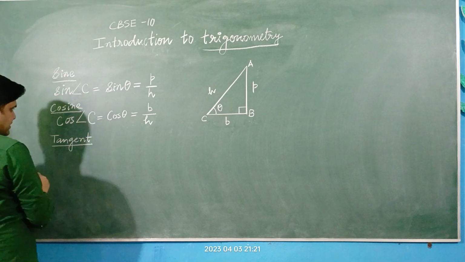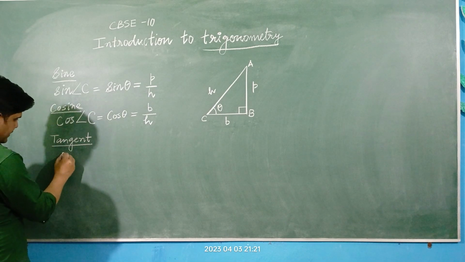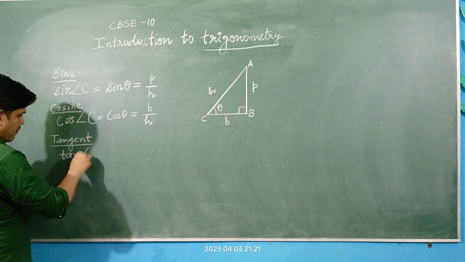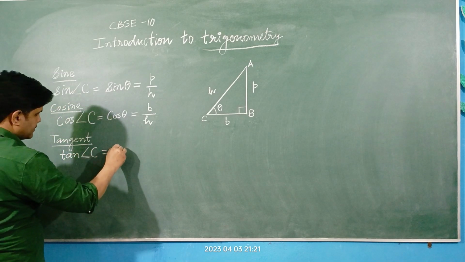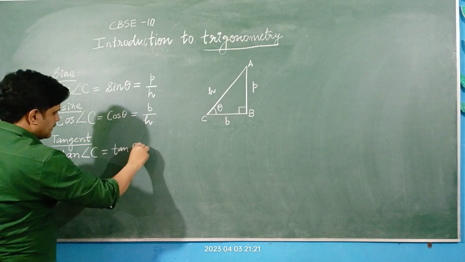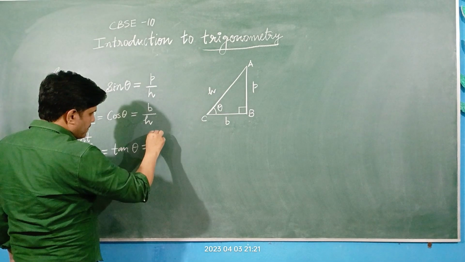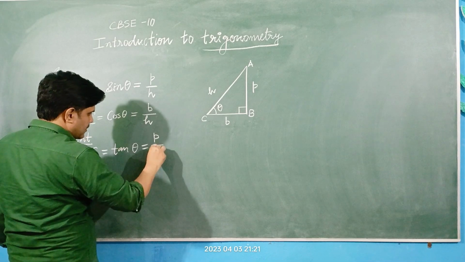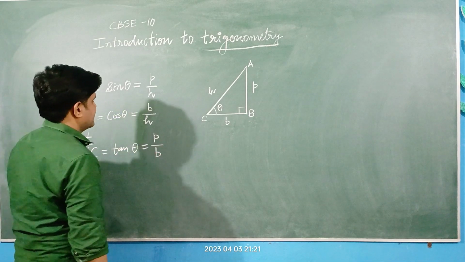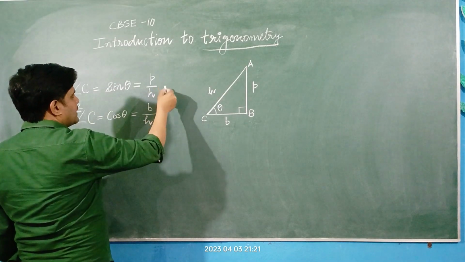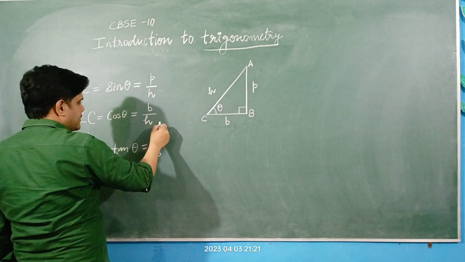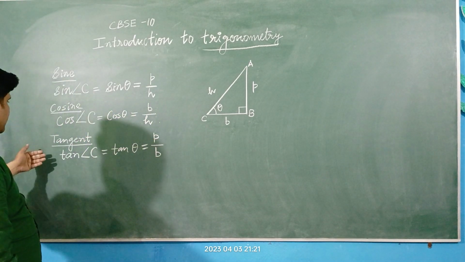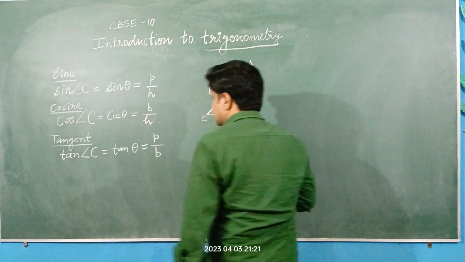If I define another one as tangent, that's the full name, you might have heard this in circles, tangent. So tangent here is in short written as tan of angle C, or we can also call it tan theta, and it is the ratio of perpendicular upon base, meaning opposite upon adjacent. So this is opposite on hypotenuse, this is adjacent on hypotenuse, and this is perpendicular upon base. So these are the three relations, and three more I'm going to write on this side.